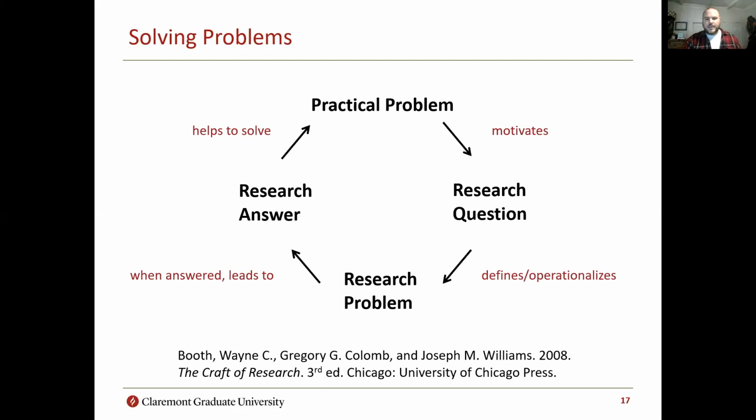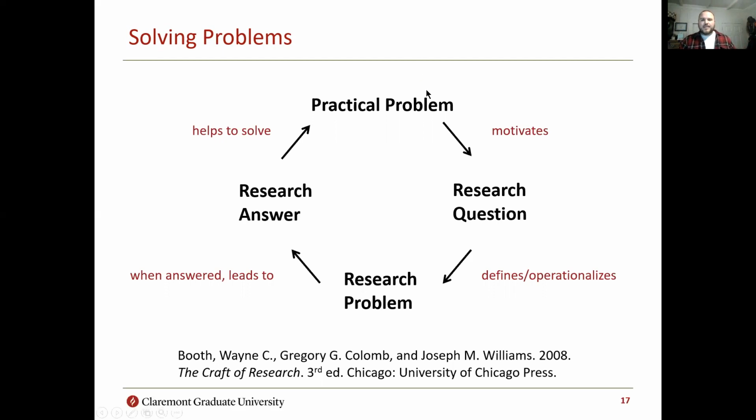And this is again from Wayne C. Booth's and Gregory Colomb's The Craft of Research, but this is a useful framework to imagine that practical problems are motivating our abstraction of a research question. We have to operationalize that research question into a specific problem, and then we answer that problem to give us a way to solve a practical problem.